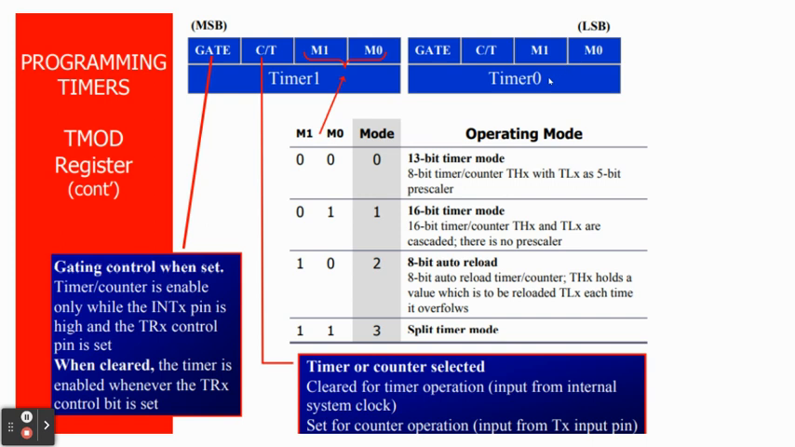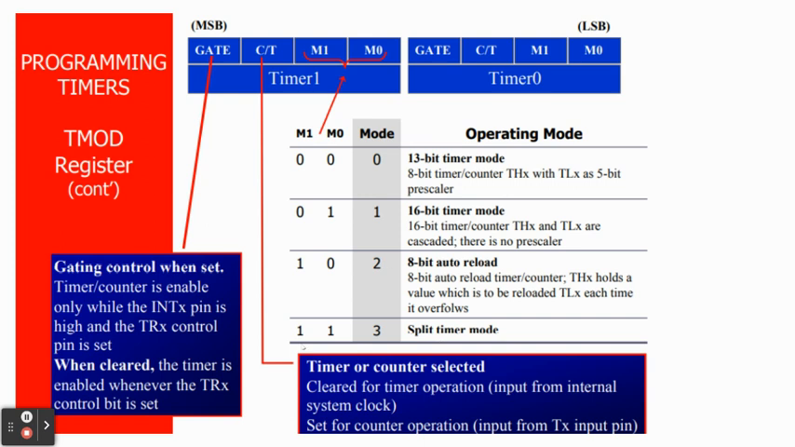Same thing with timer 0. M1, M0 here can be 00 for mode 0, 01 for mode 1, 10 for mode 2, and 11 for mode 3. By the way, when you use mode 0, you will be operating as a 13-bit timer mode. So important to remember these bits: 13 bits for mode 0, and 16-bit timer mode if it is mode 1. So remember the numbers: 16 bits for mode 1, 8 bits for mode 2, and split timer mode for mode 3.